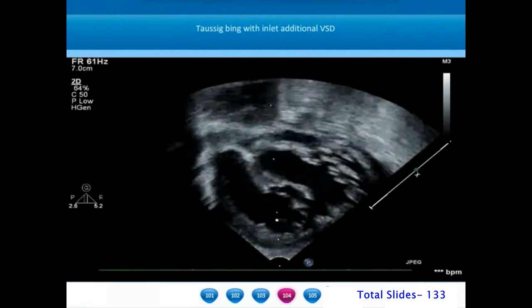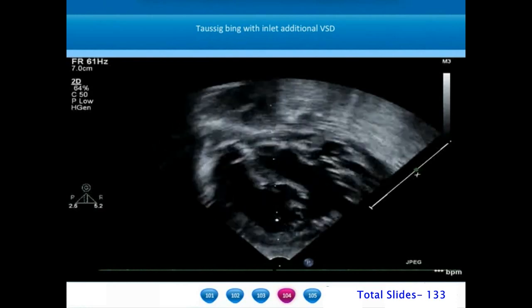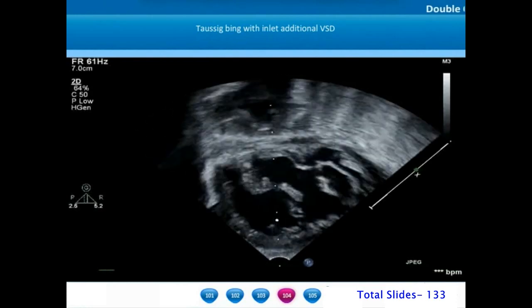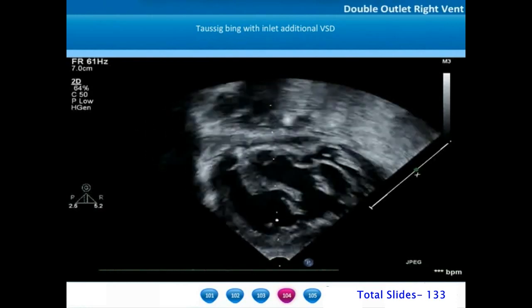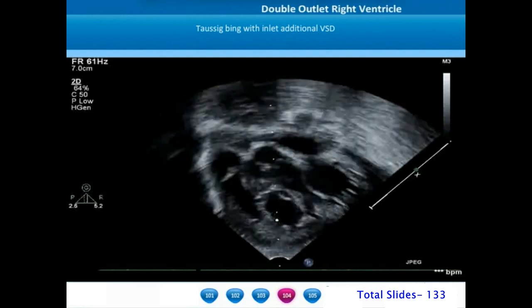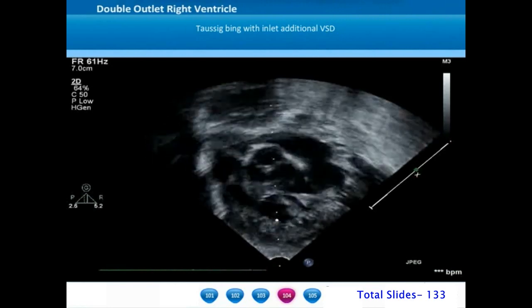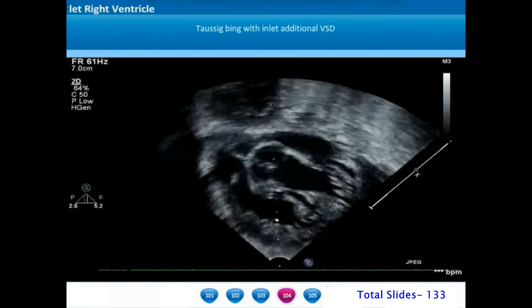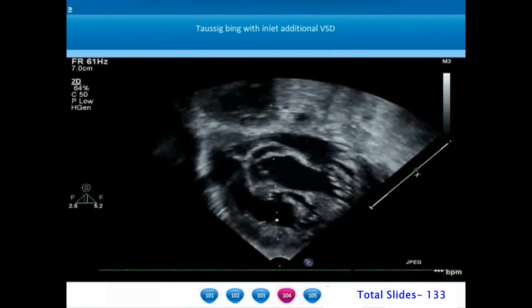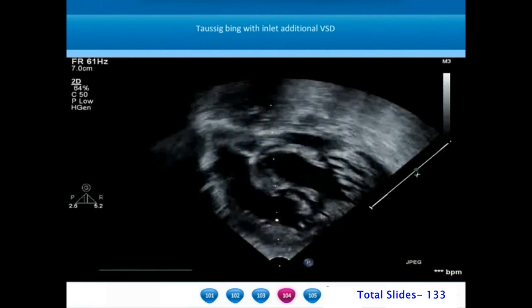Double outlet right ventricle with large subpulmonary ventricular septal defect, otherwise called a Taussig-Bing anomaly, may also be associated in about 10 to 20% of the patients with additional muscular ventricular septal defects. In this example, you can appreciate a large inlet muscular VSD along with a large subpulmonary VSD.